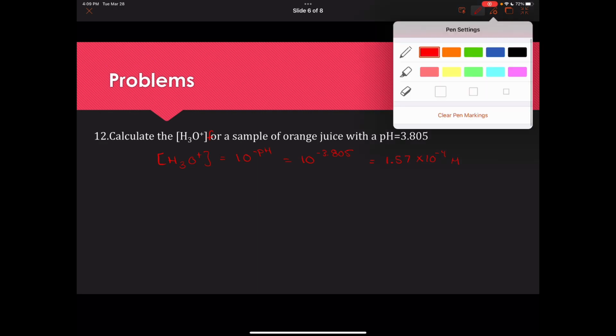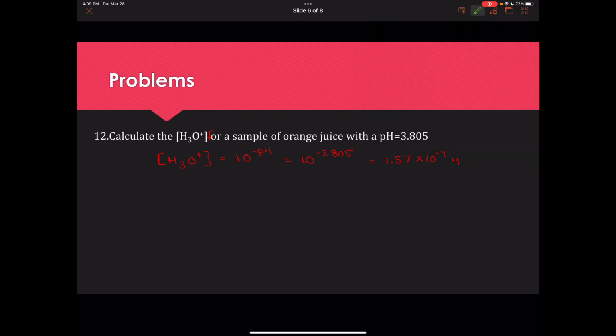Now remember, we brought up significant figures. My pH, even though it has 4 digits, has only 3 decimal places. So there are only 3 significant figures here, and my concentration should have only 3 significant figures.